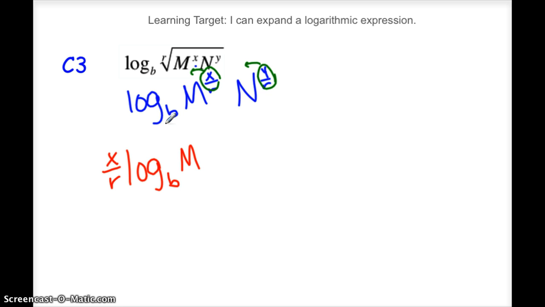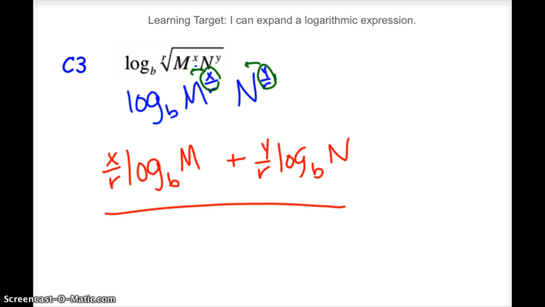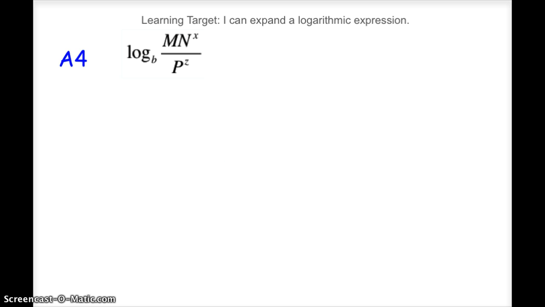So x over r comes in front of log BM. Since I'm breaking up multiplication, I'm going to add log BN, but again, I'm just going to go ahead and bring that power out front. So y over r log BN, and that would be my final expansion. Just a few more examples.